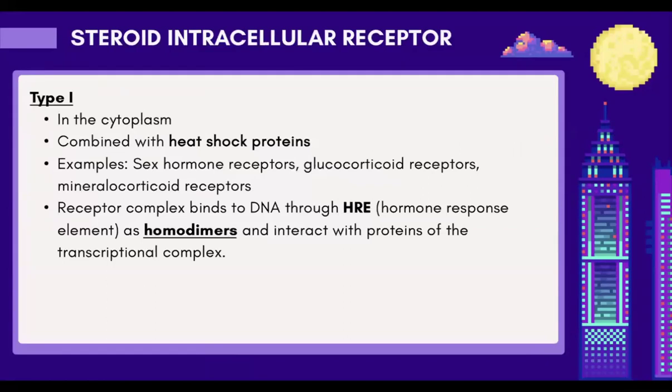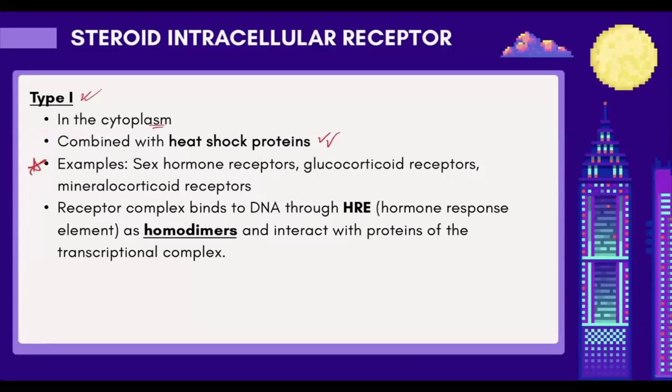Then for the intracellular receptors, as I mentioned, there's either one that's free-flowing in the cytoplasm or one in the nucleus. The cytoplasm one is type 1. You need to know this distinction: type 1 is for cytoplasm and type 2 is for the nucleus. Type 1 cytoplasm works with heat shock proteins. Again, just a characteristic feature, no details here.